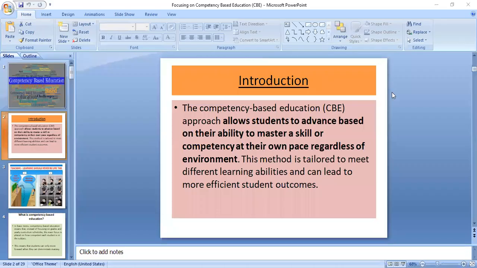Okay, so the competency-based education, or CBE, approach allows students to advance based on their ability to master a skill or competency at their own pace, regardless of environment. This method is tailored to meet different learning abilities and can lead to more efficient student outcomes.